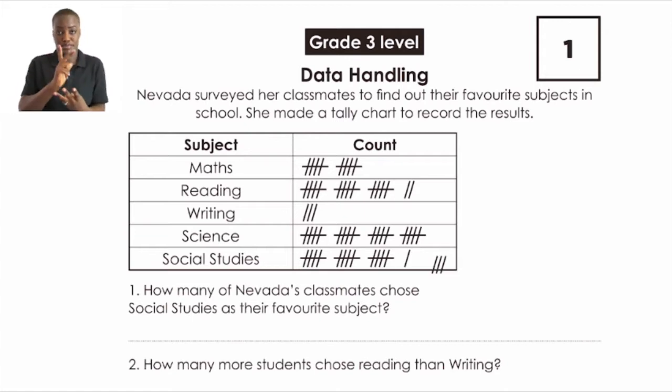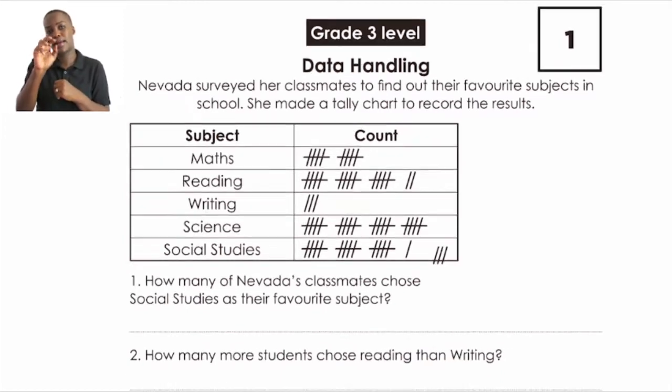So we are going to count the remaining sticks by counting on. So we have 15, 16, 17, 18, 19. So we now know that it is 19 people that consider social studies as their favorite subject. Please, can you write the answer as 19 classmates? The other questions you can do by yourselves.